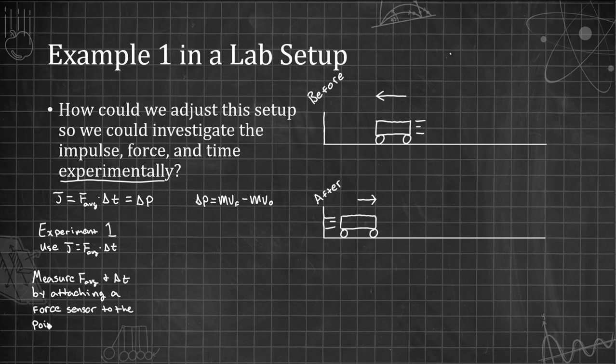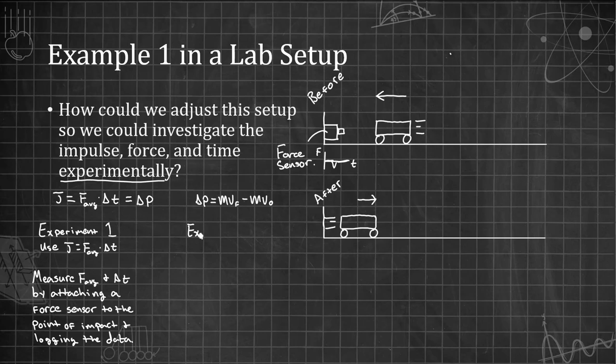So we could attach a force sensor either to the cart or to the wall at the point of collision, and we can allow the cart to run into that force sensor or run the force sensor into the wall. And if we collect it using a computer, that will provide us with a graph of the force exerted on the force sensor over the duration of time. So we'll be able to use that force and time data to analyze the impulse on this cart experimentally.